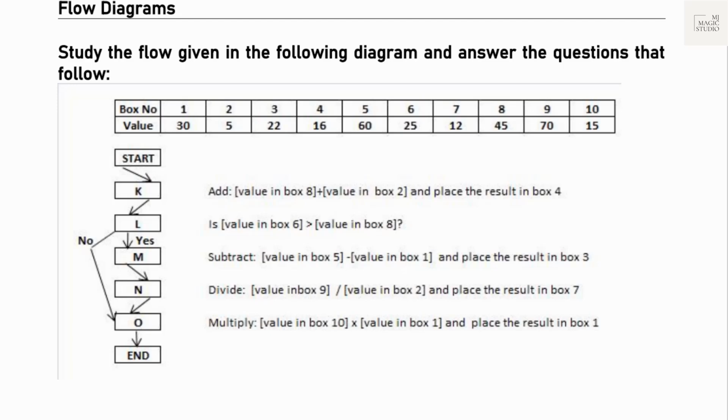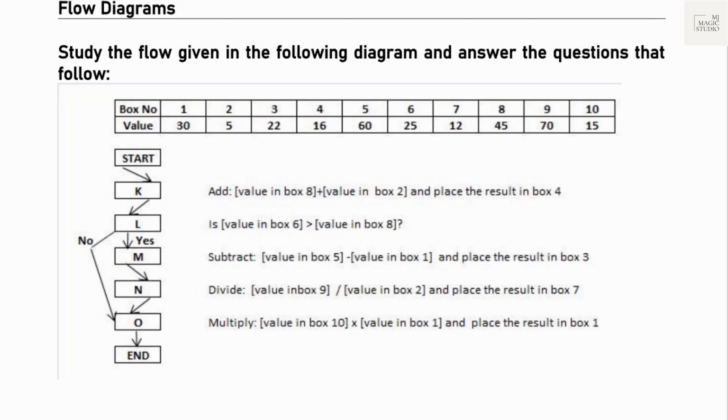This will be the flow diagrams in AON platform. You can see there are 10 boxes and values are given in these boxes. Then below that is like a flow, instruction flow. We need to follow those instructions and we need to come to an end after following those instructions. Once we come to an end, the values in the box will be changed, or may not change at all, but it will change according to the given instructions. And then there will be 3 questions that follow that we need to answer.